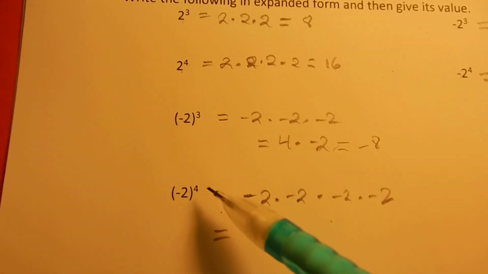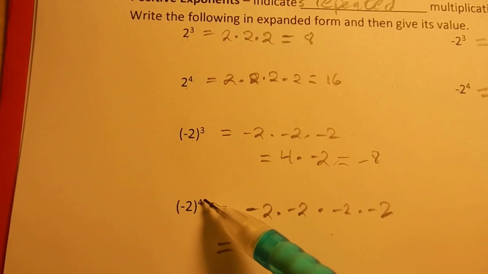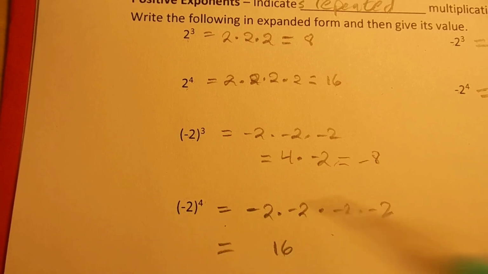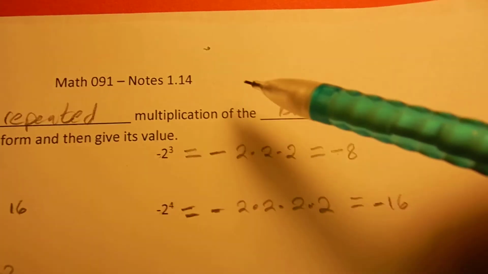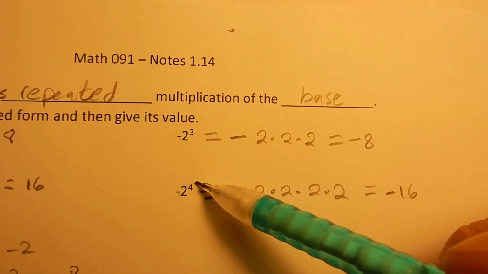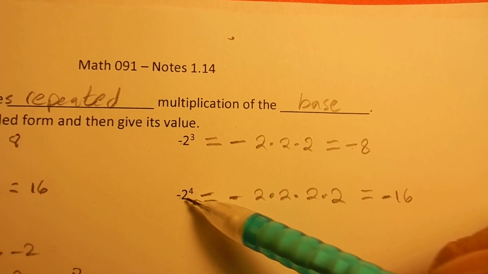So just real quick, a review. This is repeated multiplication of this base, which is negative 2. Here, repeated multiplication of the base, which is 2, and then take the opposite of.